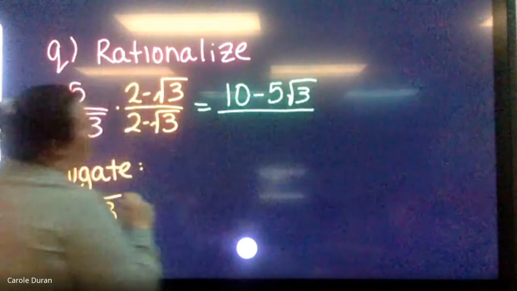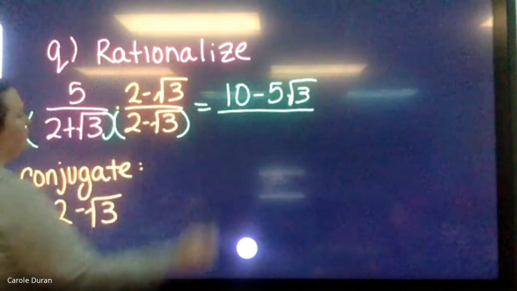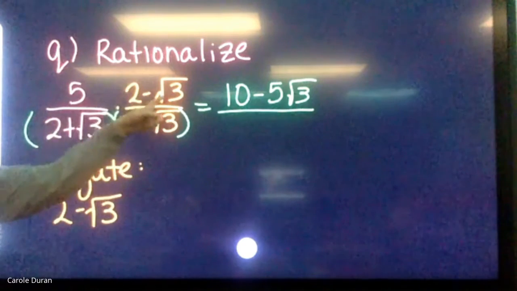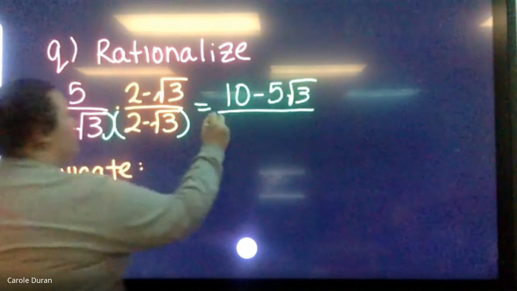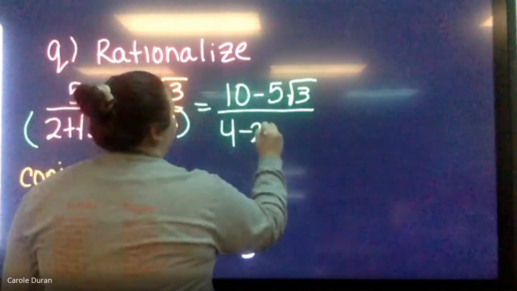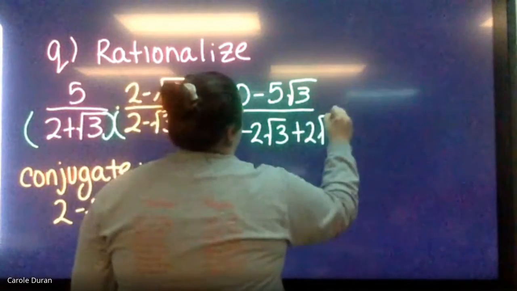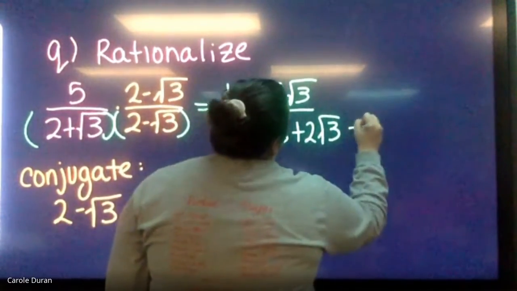In the denominator, I will have to FOIL, so it might help to put parentheses around these. It's your choice. So 5 times 2 is 10. 5 times negative root 3 is negative 5 root 3. What's your question, Julie? Okay, so when we FOIL the bottom, 2 times 2 is 4. 2 times negative root 3 is negative 2 root 3. 2 times root 3 is positive 2 root 3. And negative root 3 times positive root 3 is negative root 9.